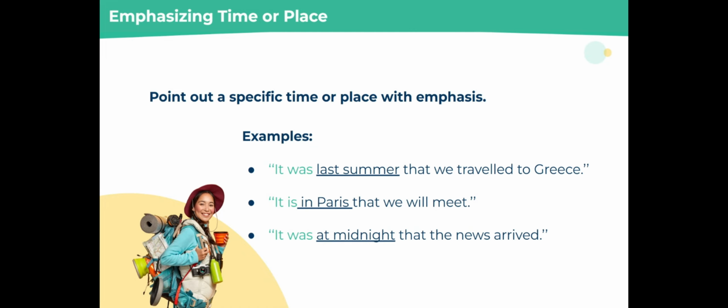So it was last summer. This is a time. It was in Paris. This is a place. It was at midnight. This is a time. Once again, it was last summer that we travelled to Greece. It is in Paris that we will meet. It was at midnight that the news arrived. Using it-clefts here to emphasize time or place.